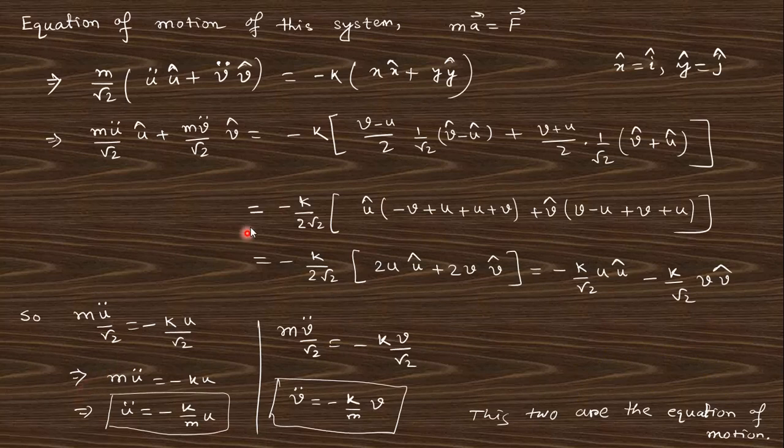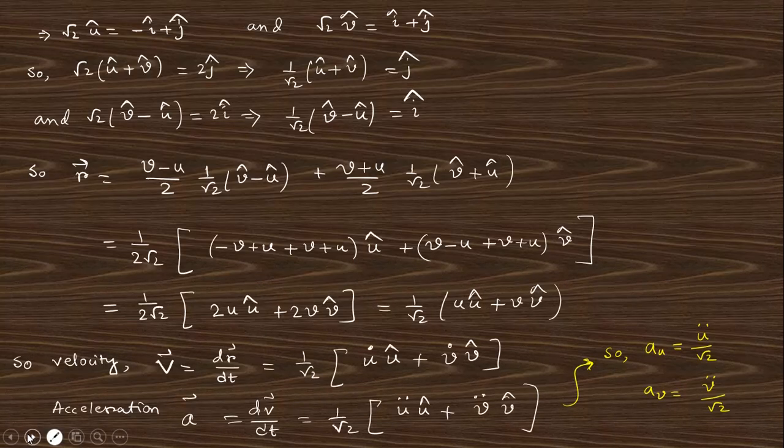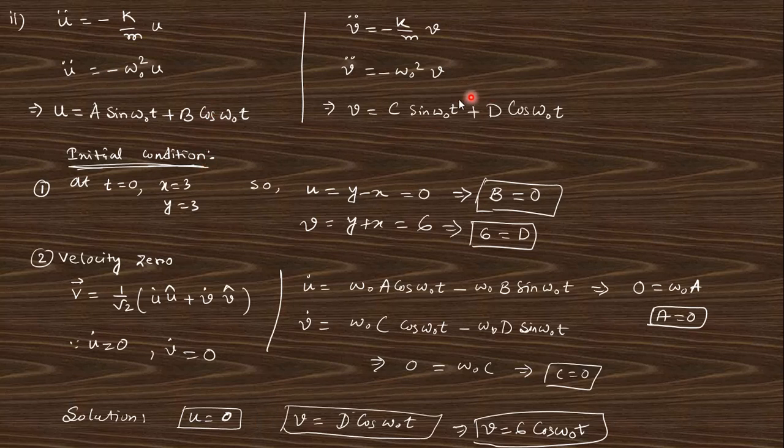Sorry, next part. The equation of motion will be like that: mass into acceleration is the force, so this will be the mass into acceleration term, and the force is given here. So just compare these two and put the value of x, where i cap is the x cap and j cap is the y cap. After putting this value and comparing, you get these two equations, and this can be solved in this manner.